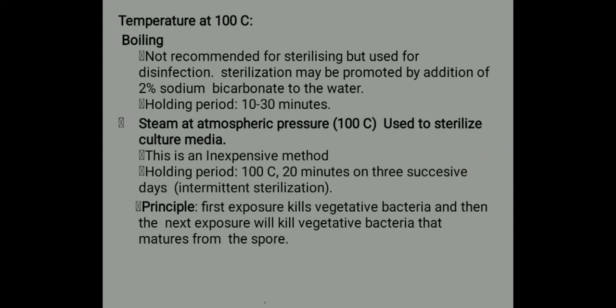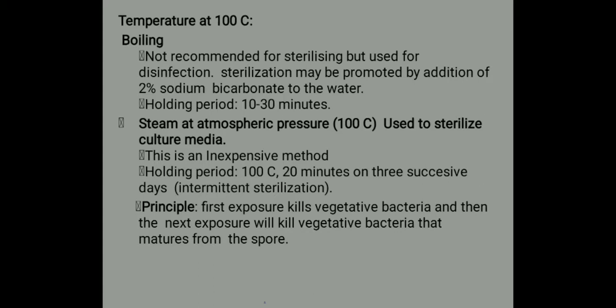Talking about the temperature at 100 degrees Celsius, boiling. Not recommended for sterilizing but used in disinfection. Sterilizing may be promoted by addition of 2% sodium bicarbonate to the water. Holding period will be around 10 to 30 minutes.